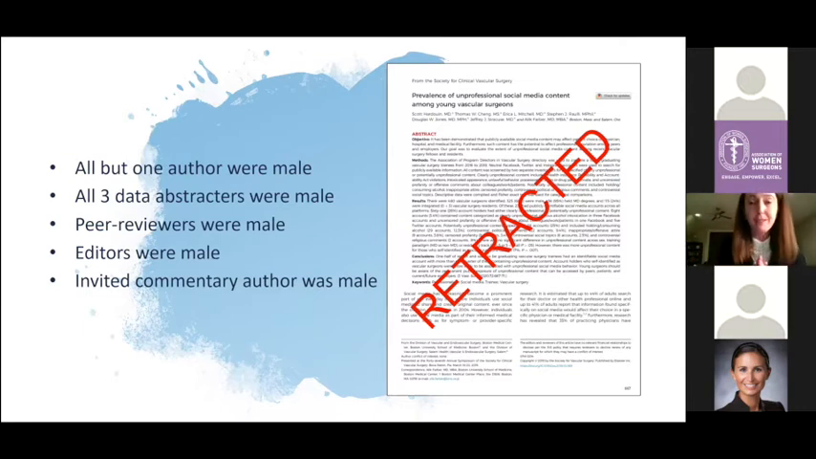Because had there been diversity at any point along this spectrum, then perhaps the implicit bias would have been detected, but it went undetected through every aspect. Okay, so let's address this a little bit further.